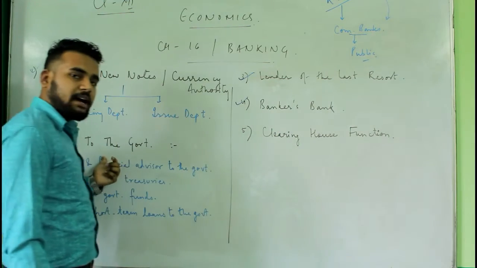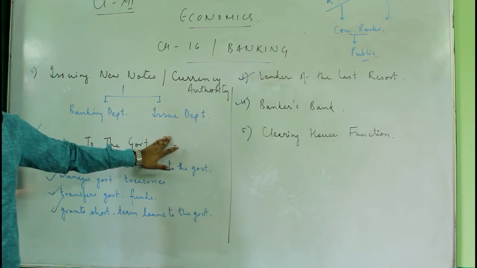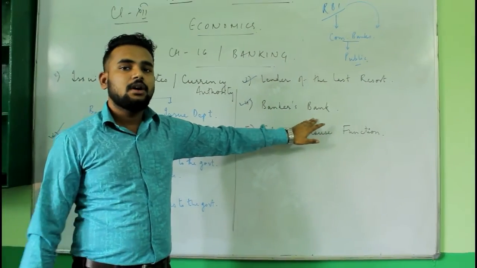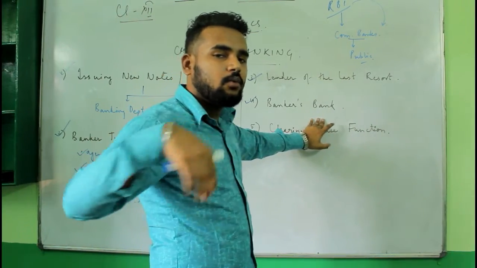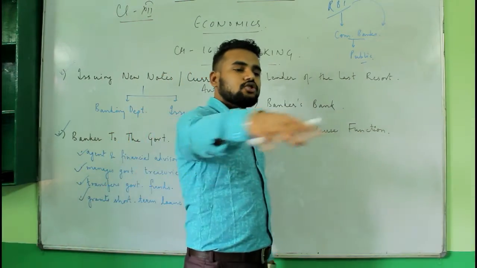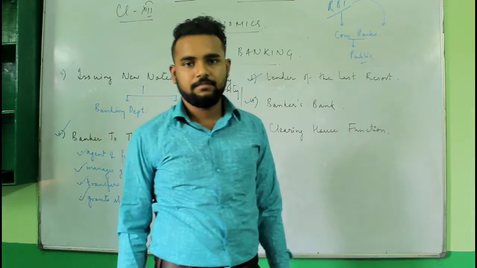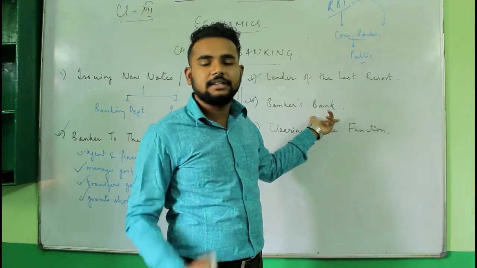And this one was banker to the government. You should not contradict both the points. You have to understand. Banker's bank means all other bankers, jitne bhi bankers are there. How many commercial banks are there? So all the commercial bankers' bank is the RBI. Understood? Banker's bank, banko ka bank is the RBI.